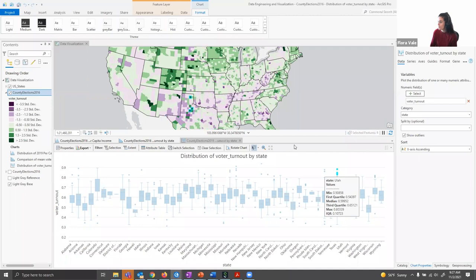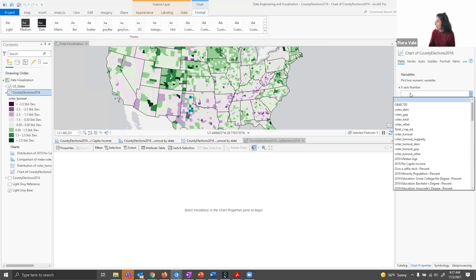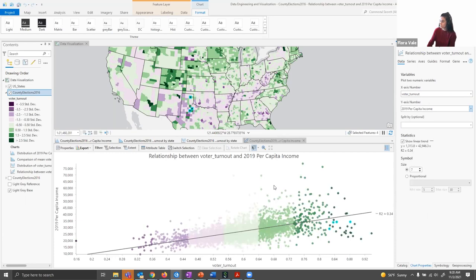And we could also explore this data through scatter plots. So I might want to look at the relationship between voter turnout and some other variables to see if I might understand what might be related to voter turnout. So let's look at per capita income. In this scatter plot, we get a linear trend line calculating an R squared of 0.34, which means that per capita income can help explain about 34% of the variation in voter turnout.